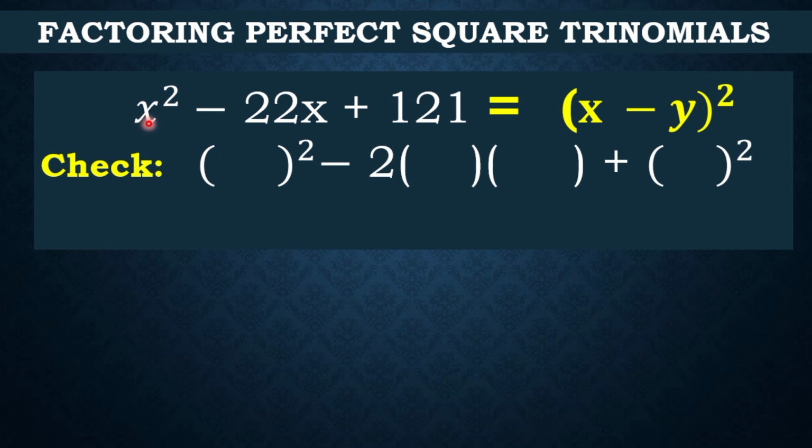Is this a perfect square? Yes. So, what is the square root? X. Is this a perfect square? Yes. What is the square root? 11. Now, kunin natin yung twice the product of the square root of your first term and your last term. Okay, kunin natin yung twice the product ng square root nitong dalawa. So, i-check natin. Negative 2 times x, that is negative 2x times 11. So, that is negative 22x. So, nag-satisfy siya dito. So, therefore, this is a perfect square trinomial.